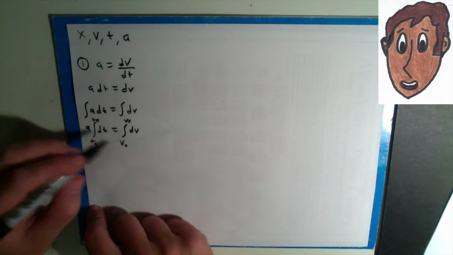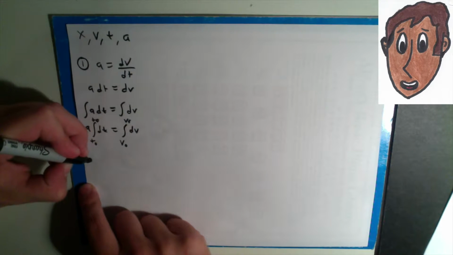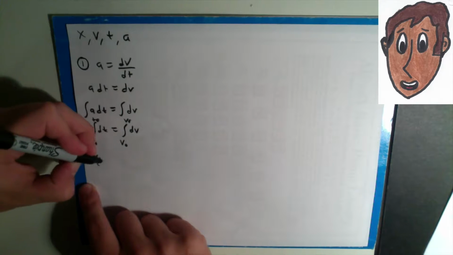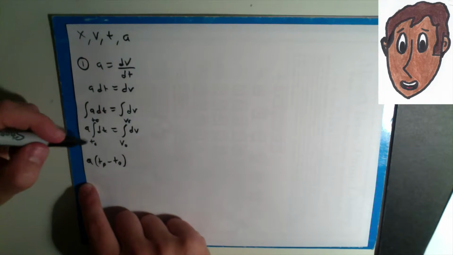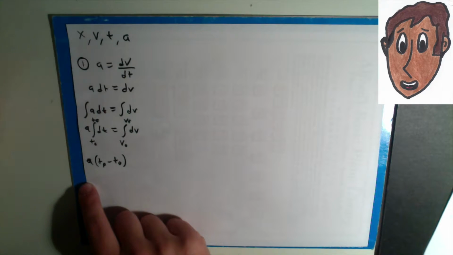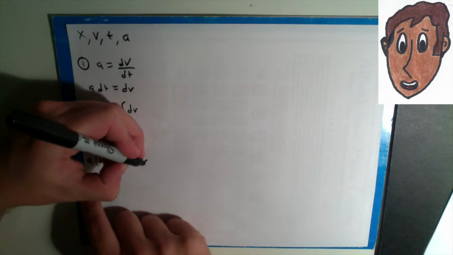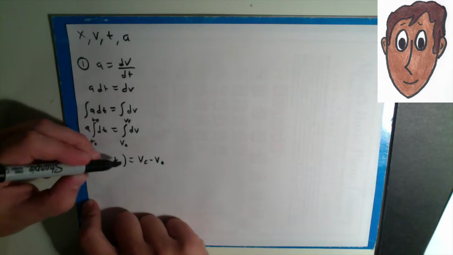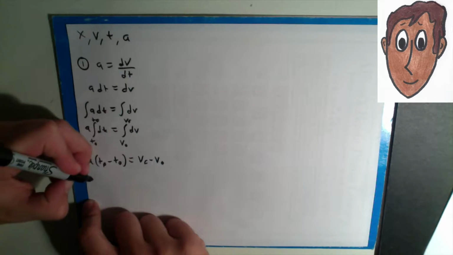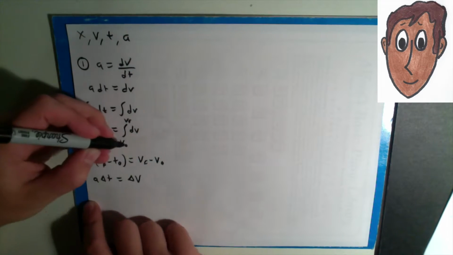So what do we get from both of these integrals? Well, pretty simple. On the left-hand side, we just have a times tf minus t naught. This integral would just give us a t, and of course we plug in our limits. And same thing on the right side, v final minus v naught. So we can rewrite these as a change in t and a change in v. So we can say a delta t equals delta v.